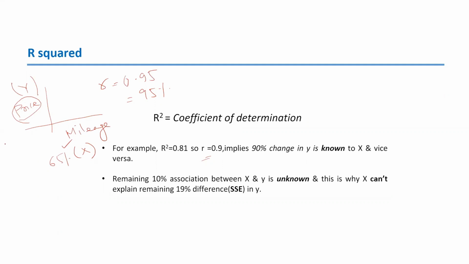We don't know how this association is, and that is why we can say that this model is not that great. 65% is not that great. So coming back to our example, when I say 0.81, R is obviously the root of 0.81, so 90% change in Y is known to X and vice versa. Alternatively, we can say that the remaining 10% association between X and Y is unknown, and this is why X can't explain the remaining 19% difference in SSE. The rest of the 19%.